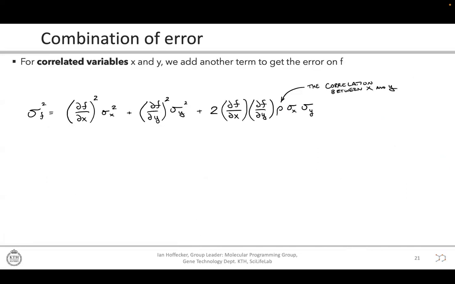Okay, and then for variables that are correlated, you can add another term here that utilizes the correlation function that we learned about in a previous video. And that's going to allow you to compute this even when you don't have independent variables.